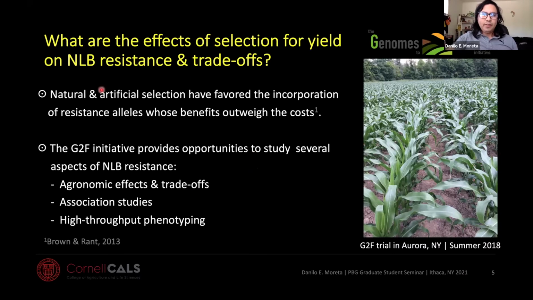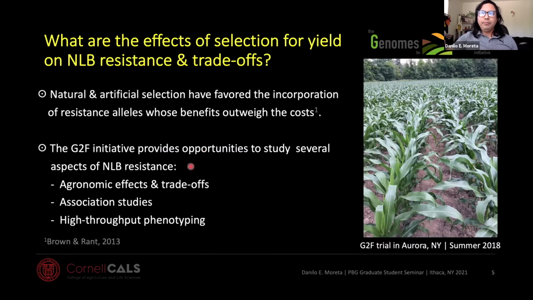The premise that through natural and artificial selection, farmers and plant breeders have been strongly selecting for resistance alleles whose benefits outweigh the cost is biologically sound. However, this logic hasn't been tested experimentally. I wish to test this hypothesis, taking advantage of the Genomes to Fields initiative, which is testing hybrid populations in many environments in North America.